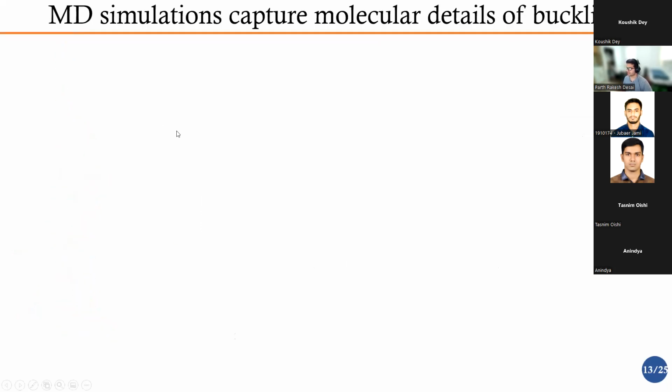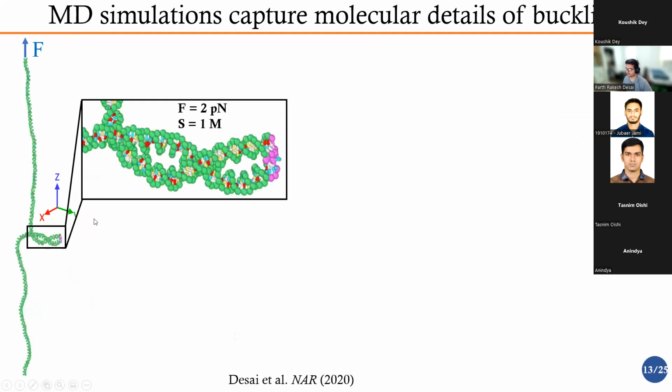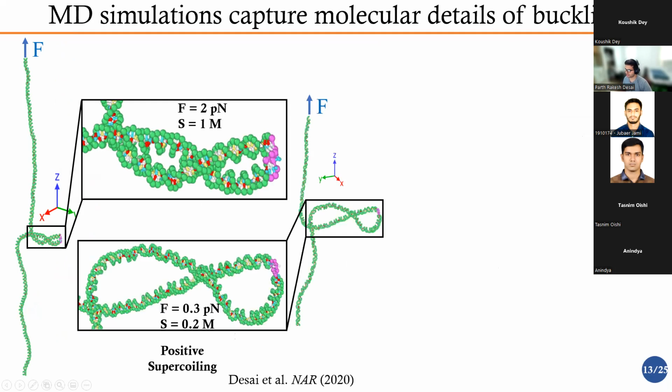Right. And then I'll show a preview of the kind of things we see, right? At high force, high salt, you have the plectoneme that's very strongly bent at the end loop, right? Then at low force, low salt, you can see that the plectoneme, even when it's at the mismatch, the bend is not as strong as at high force, high salt. Right?